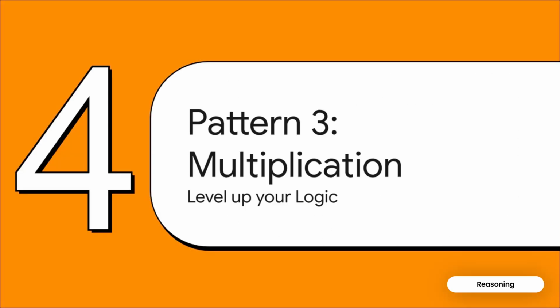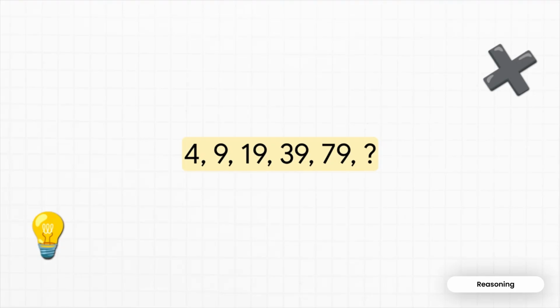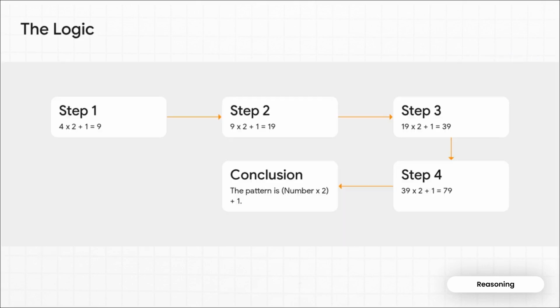Time to level up? Let's talk about multiplication magic. Whenever you see a series where the jump between numbers is really big, you can be pretty sure it's not about addition, it's about multiplication. For example, check out this series: 4, 9, 19, 39, 79, and then the question mark. Here, the numbers are suddenly more than doubling each time. So what's the logic? Let's figure this out.